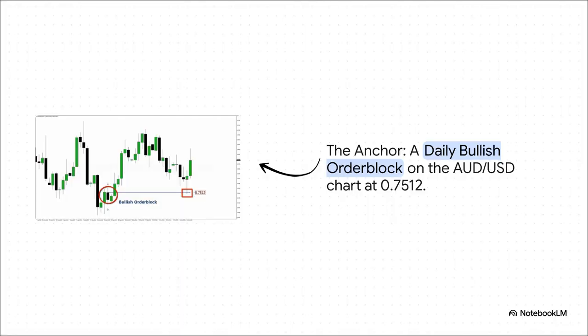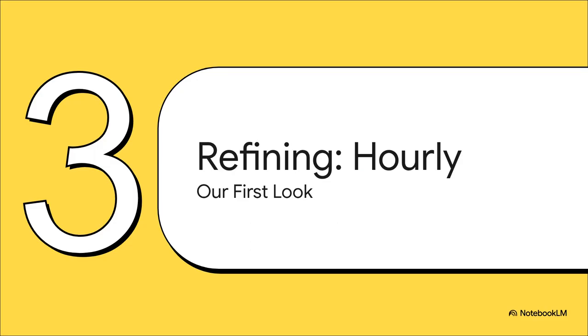Okay, so let's put it into practice. Take a look at this daily chart of the Aussie dollar. See that level there? 0.7512? That's our bullish order block. That single level, that's our anchor. The entire trade idea is going to be built right around this spot.